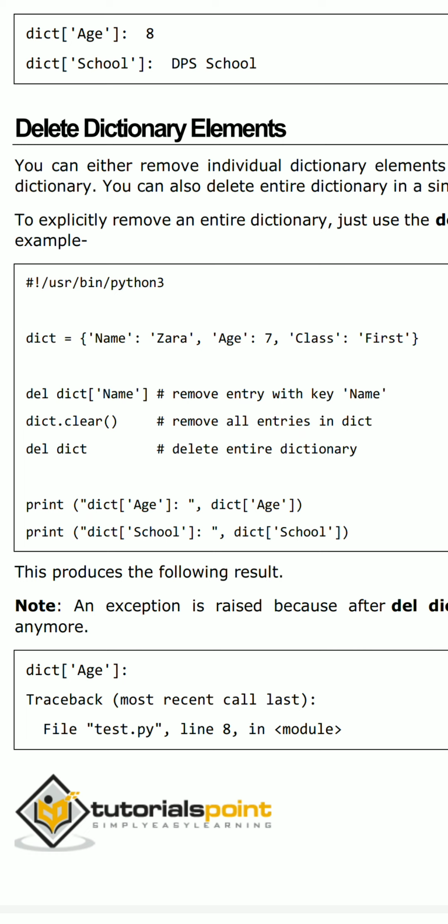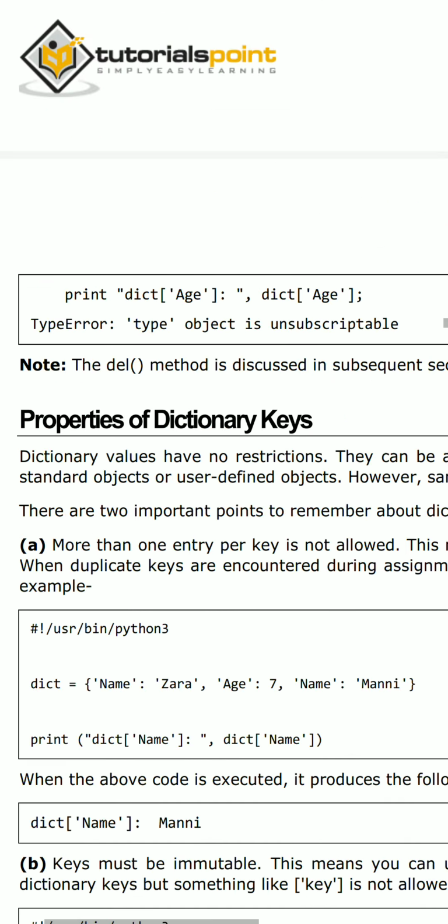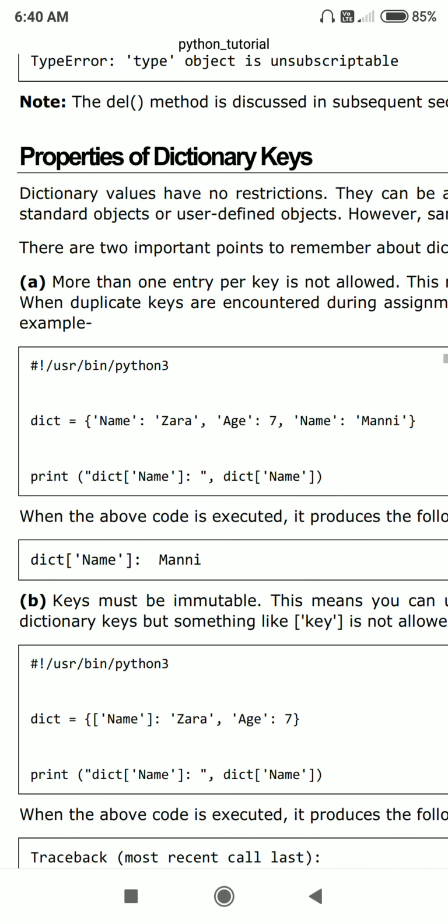By using this clear method we can remove all the entries in the dictionary. That is a predefined method in the dictionary, the clear method. And next I am clearing the entire dictionary with del space dictionary, that means we can delete the entire dictionary using the del keyword. That is how we can delete a dictionary.